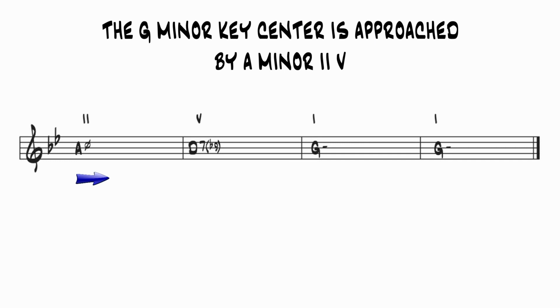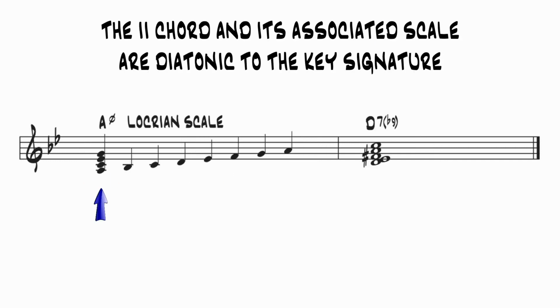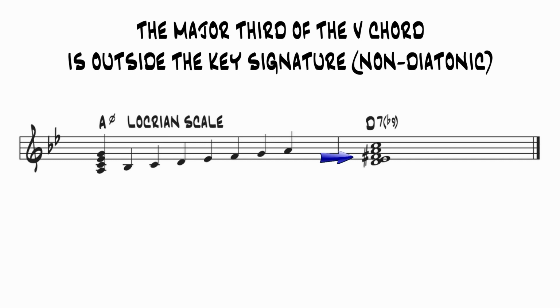A minor 2-5 takes us to the G minor key center. A minor 7 flat 5, or half diminished, is diatonic to the key signature, as is the Locrian scale from which it's derived. The major third of the 5 chord, however, is well outside the key signature, so that has to be taken into account by the improviser.